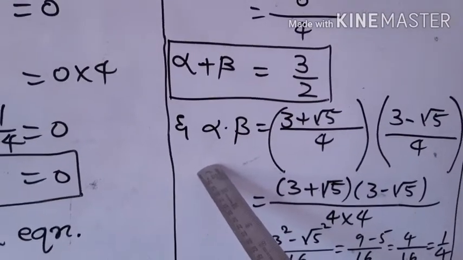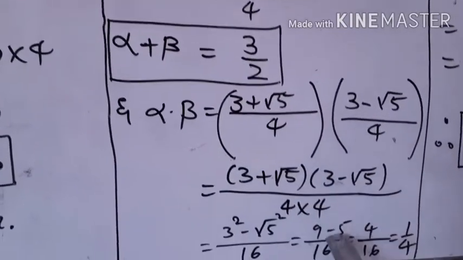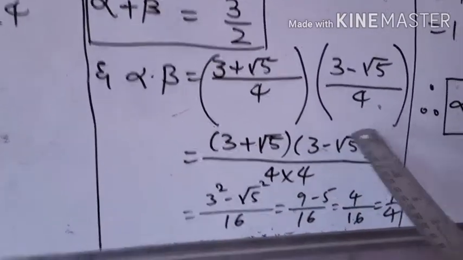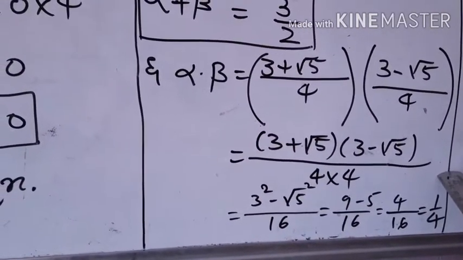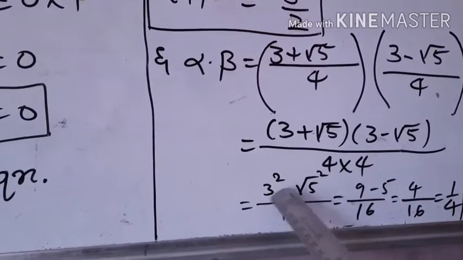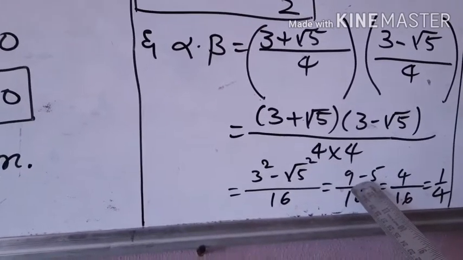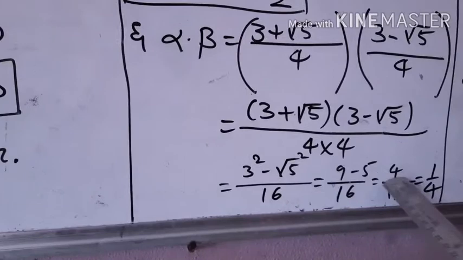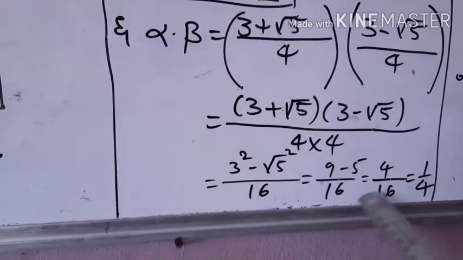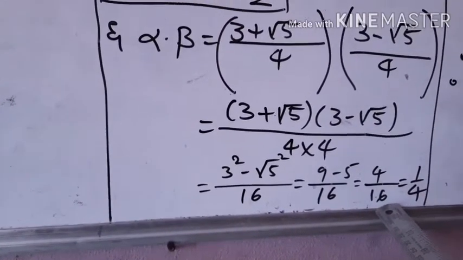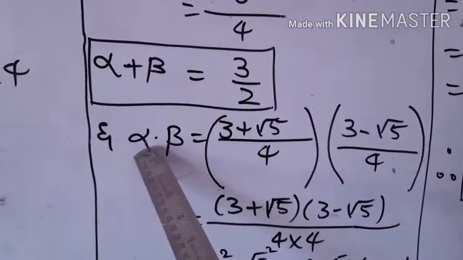And similarly alpha into beta I should find. Alpha into beta. So numerator into numerator upon denominator into denominator. Here it is in the form of (a plus b) into (a minus b), right? Therefore it is a squared minus b squared. A squared is 3 squared, that is 9, and b squared is root 5 squared, that is 5. Thus 9 minus 5 is 4, and here 4 4s are 16. Thus (9 minus 5) upon 16 is 4 upon 16. 4 upon 16 means 4 1s are 4, 4 4s are 16. Thus 1 by 4 is the product of the roots.